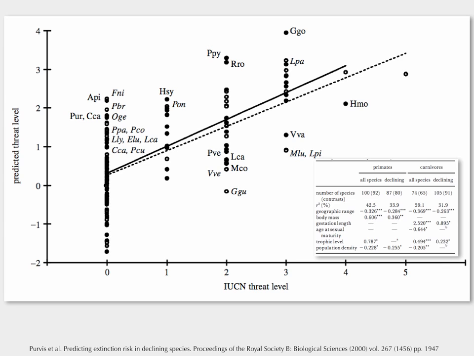So here's the actual threat level 0, and sometimes the predicted level is 2. It could be our model's not working well, or it could be those haven't been looked at very closely. Actually, they are at risk, we just haven't noticed that yet.